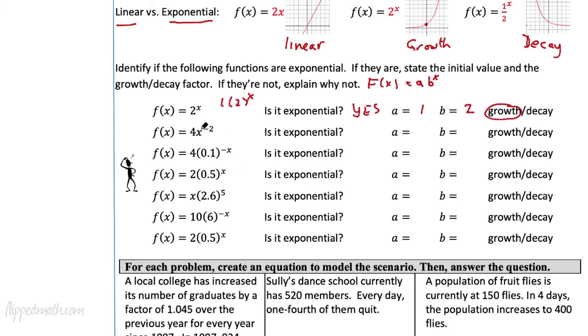We have x to the negative 2 power. Well, for exponential functions, the variable has to be in the exponent. So this is not exponential. So this stuff doesn't make sense.